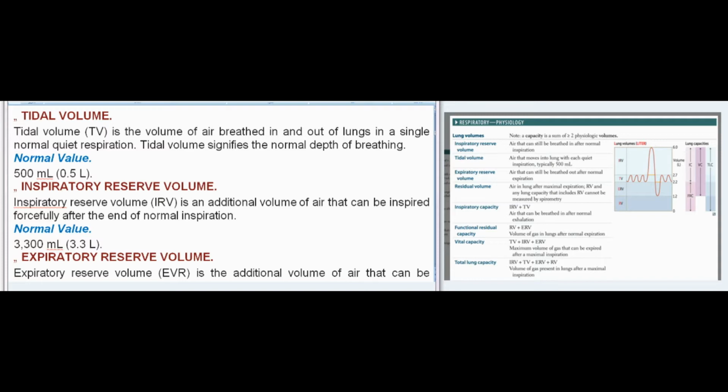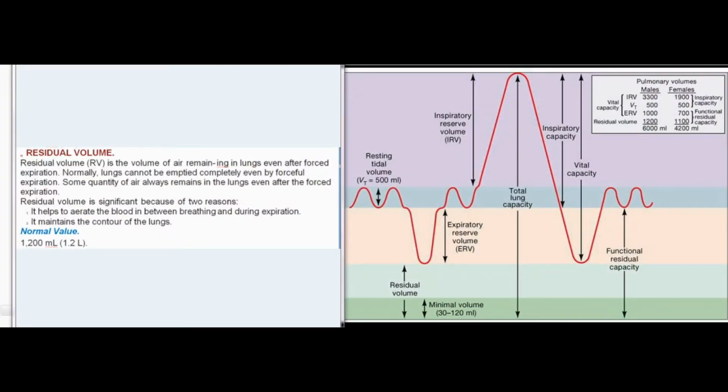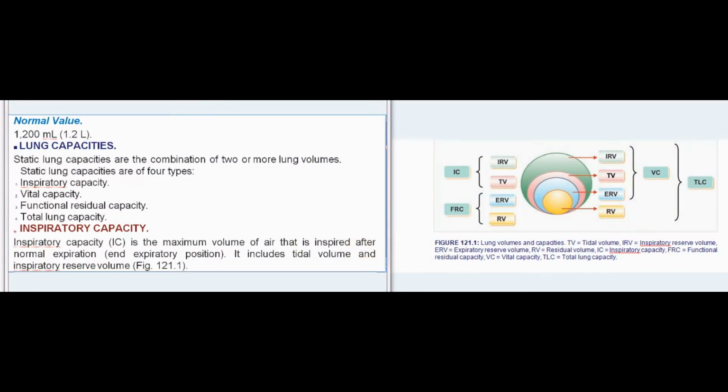Residual volume. Residual volume, RV, is the volume of air remaining in lungs even after forced expiration. Normally, lungs cannot be emptied completely even by forceful expiration. Some quantity of air always remains in the lungs even after the forced expiration. Residual volume is significant because of two reasons: it helps to aerate the blood in between breathing and during expiration. It maintains the contour of the lungs. Normal value: 1200 ml, 1.2 L.